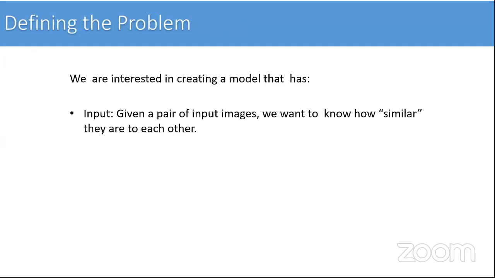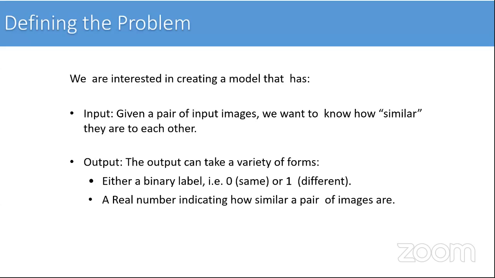So let's formally define the problem. What is our input? Our input, as you have seen from the beginning, is a pair of images, and we want to compute whether they are similar or not. The type of output we are interested in will be either a binary label, where 0 corresponds to them being the same, and 1 corresponds to them being different.